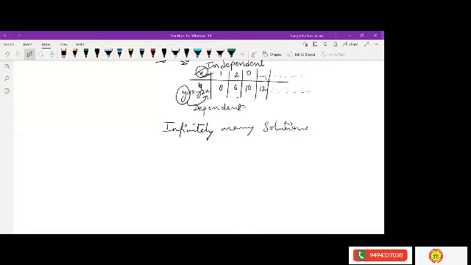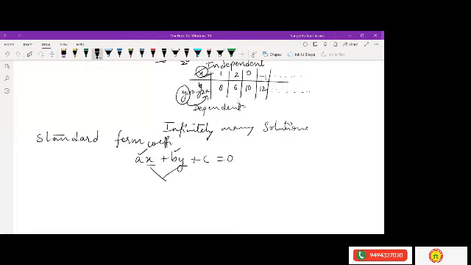Okay, so let's do this. The standard form of a linear equation in two variables is generally written as ax plus by plus c equals 0. Here x and y are the variables, and a and b are the coefficients. That's why we call it a linear equation in two variables.